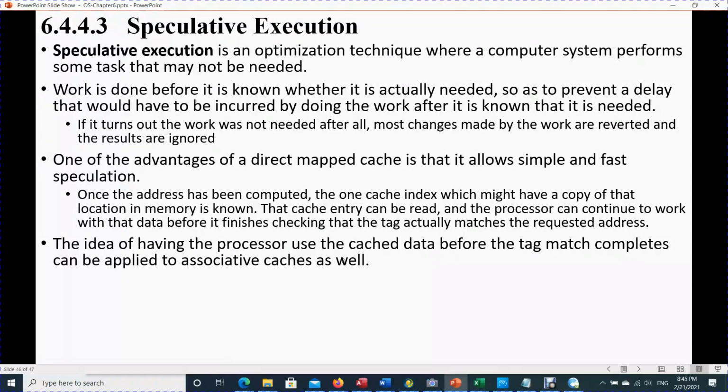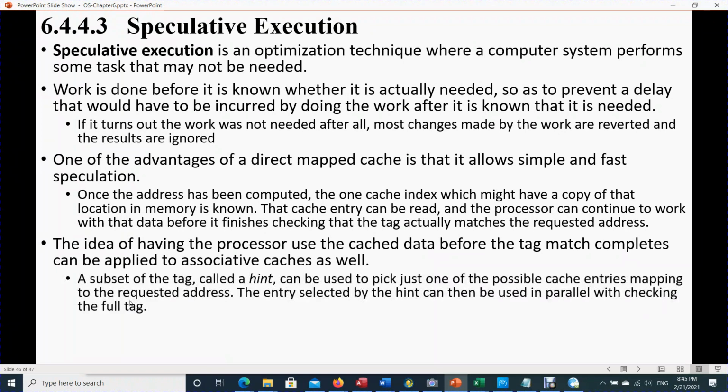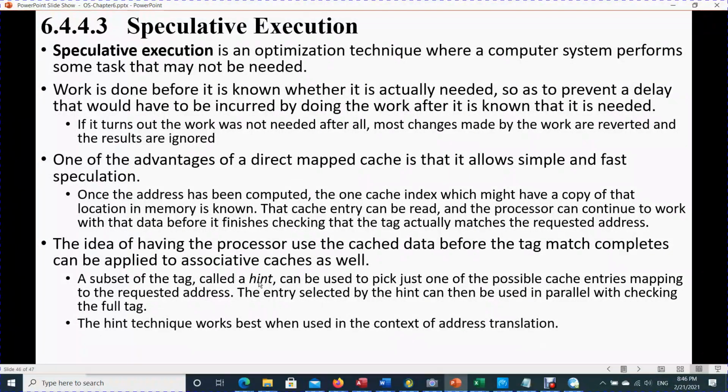The idea of having the processor use the cache data before the tag match completes can be applied to associative caches as well. A subset of the tag, called a hint, can be used to pick one of the possible cache entries mapping to the requested address. The entry selected by the hint can be used in parallel with the checking of the full tag. This technique works best in the context of address translation.